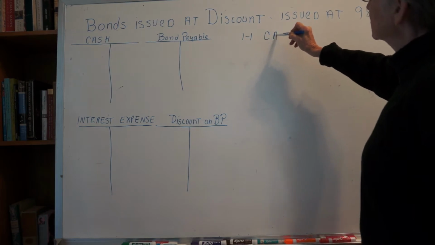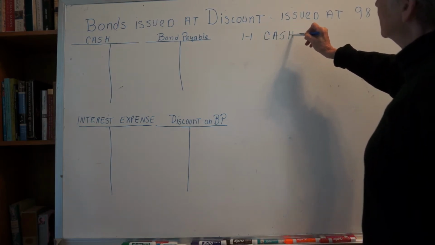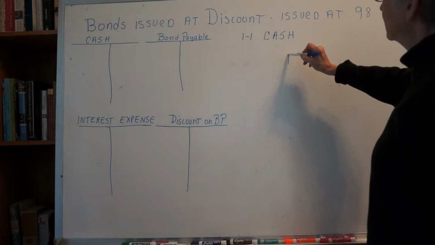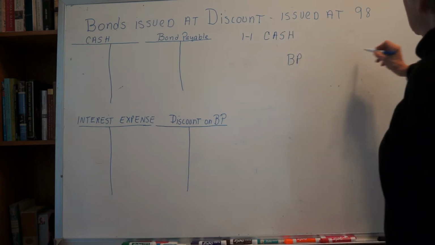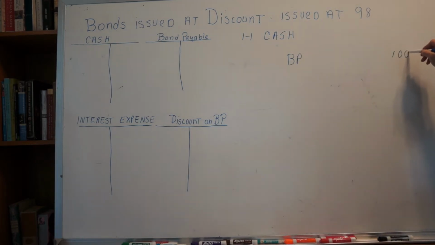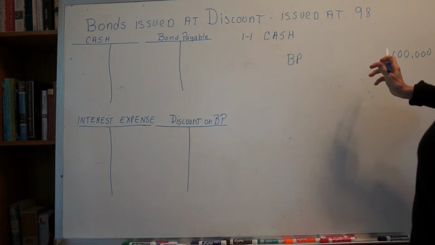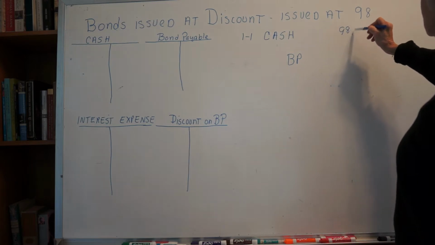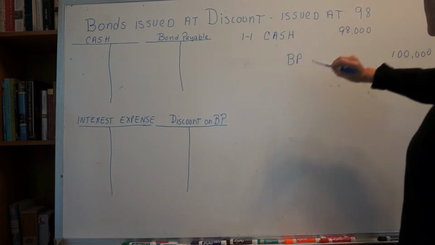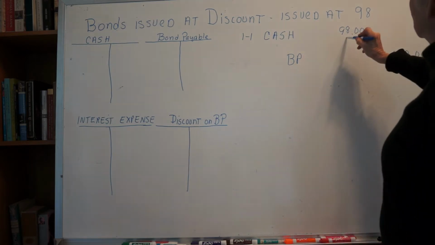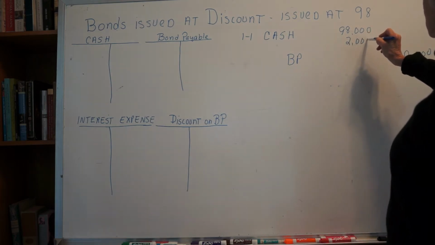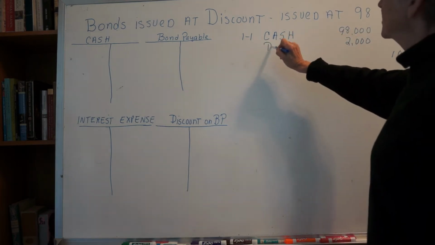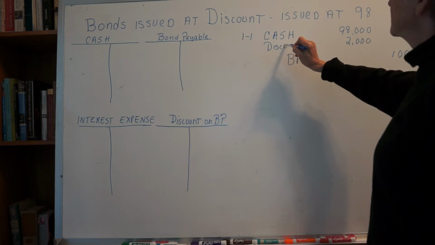So that means we're issuing a bond payable of 100,000, and so to figure out our cash proceeds, we would go 100,000 times 0.98, and we would receive 98,000 in cash. We've got a $2,000 discrepancy, and that is our discount on bonds payable.